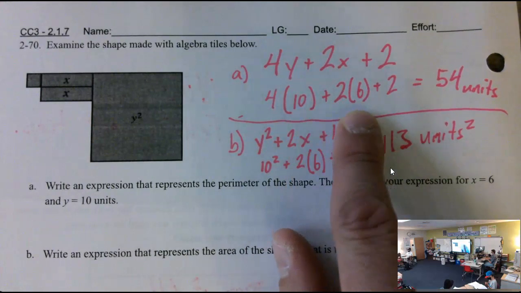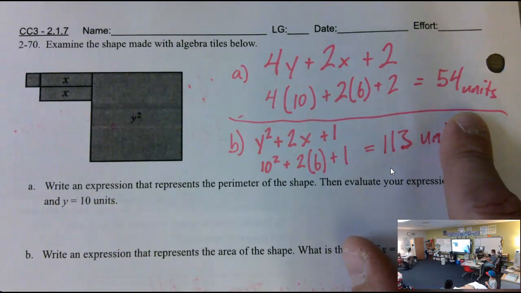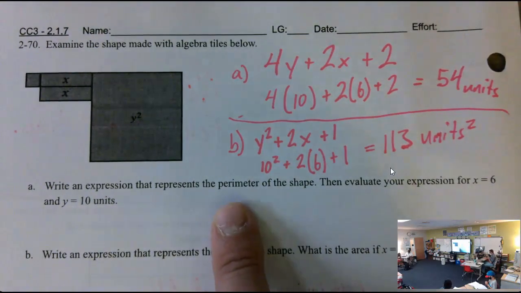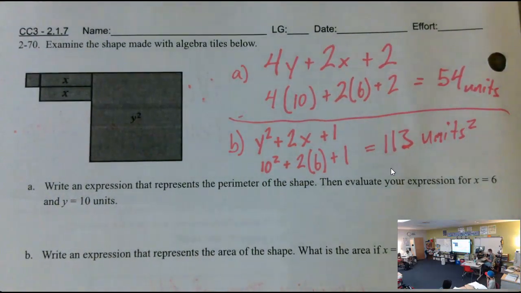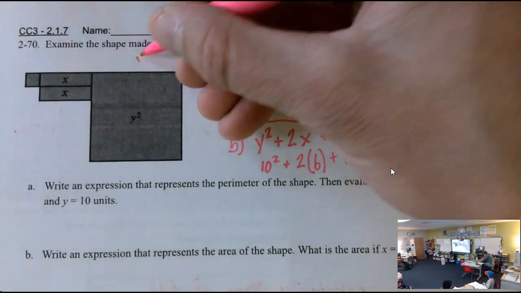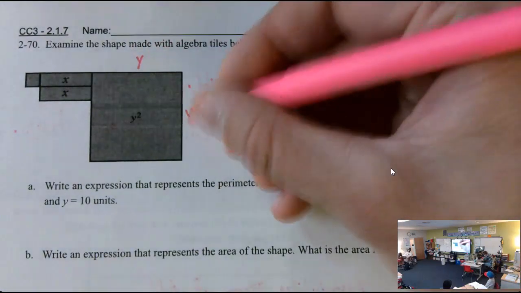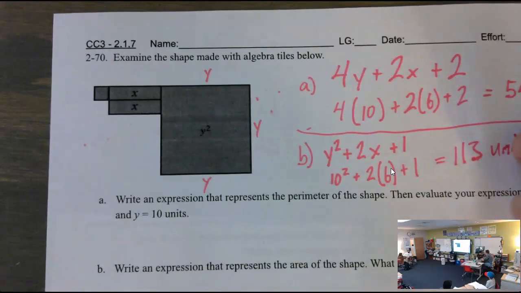If x was 6, our perimeter would be 54. So A is perimeter, right? And if we walk around the shape and collect our perimeter, and this is why we're going over the homework. I figured there'd be some questions on this. This is y, right? This is y. And this is y.